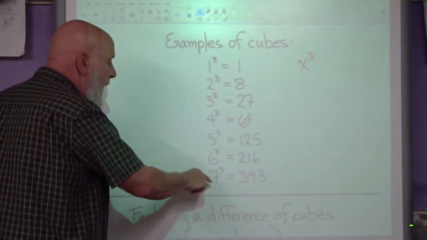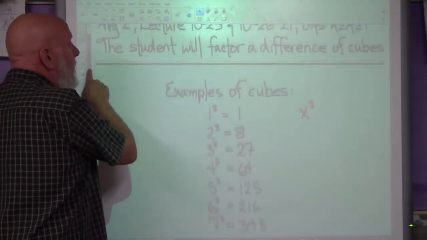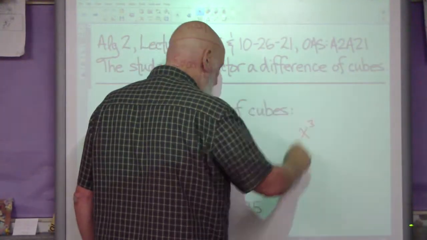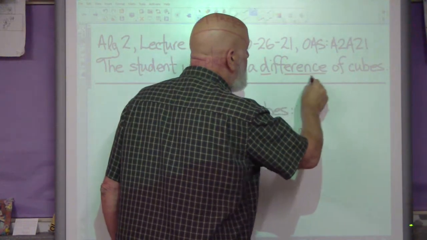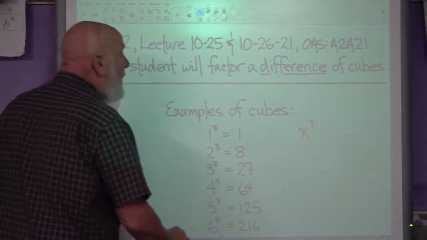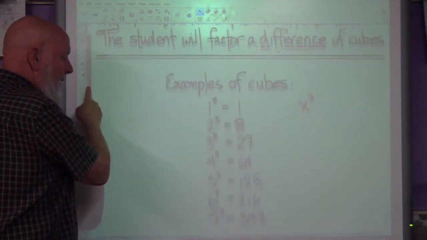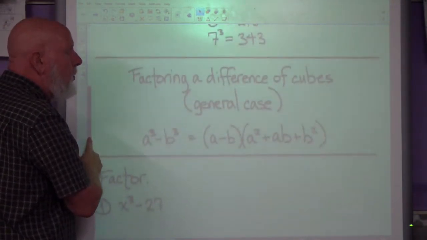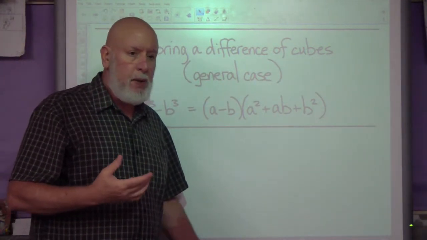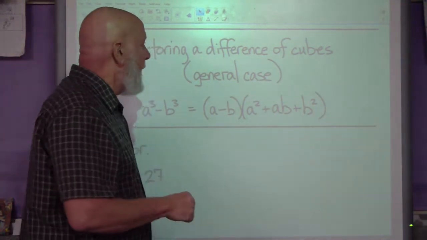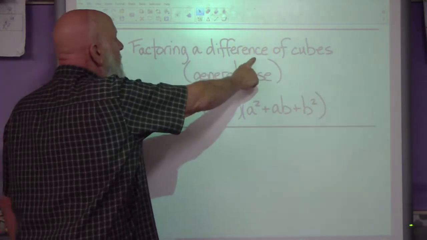With all of this in mind, a difference of cubes, which is what we're talking about today, means that we're going to take 2 cubes and they're going to be subtracted one from the other, and we're going to factor that difference using a pattern. Very similar to the pattern of a difference of squares. The pattern isn't the same, but it is a pattern factoring. So we're going to be factoring a difference of cubes.